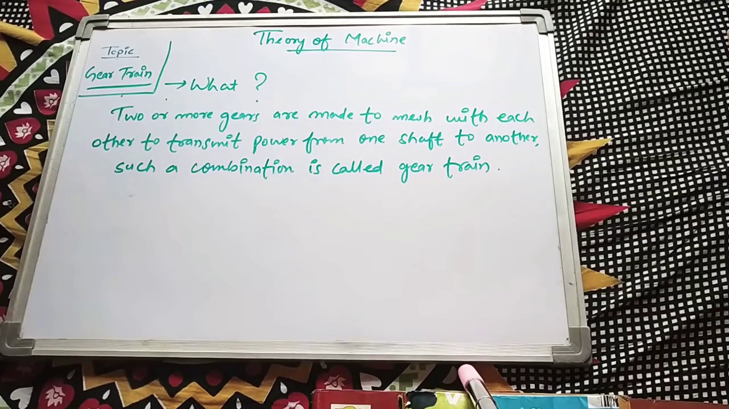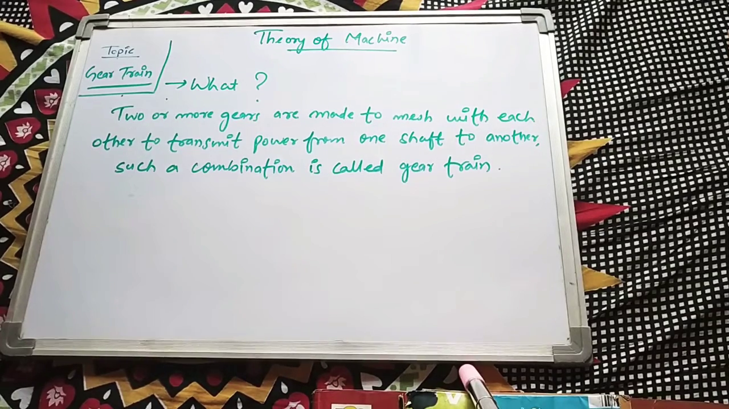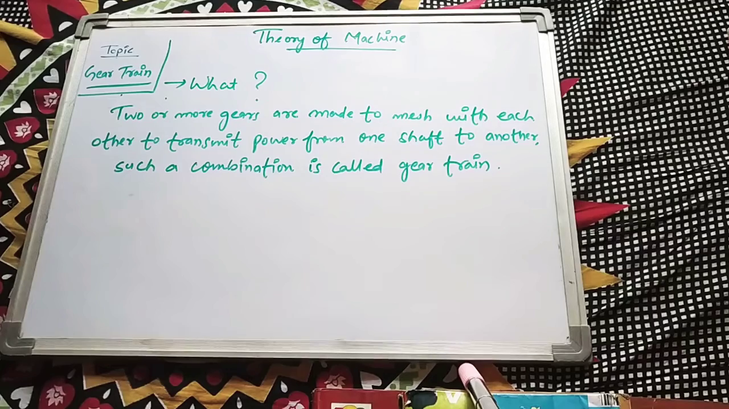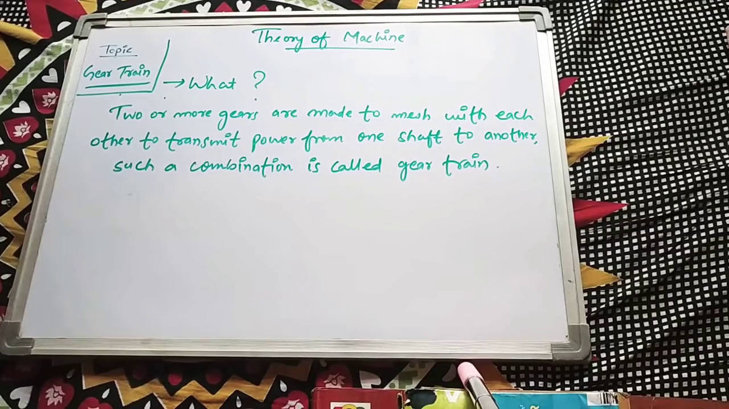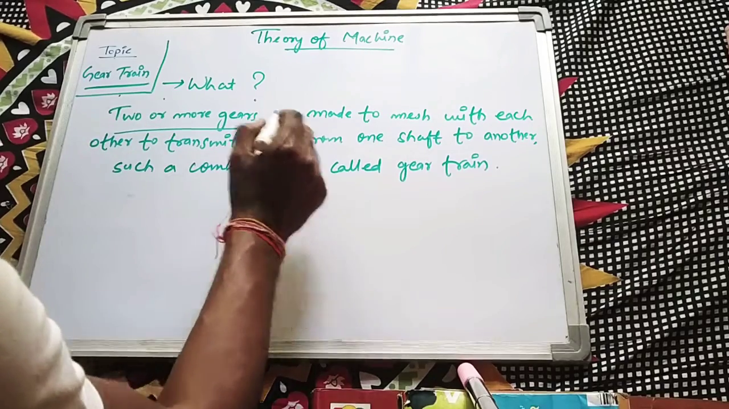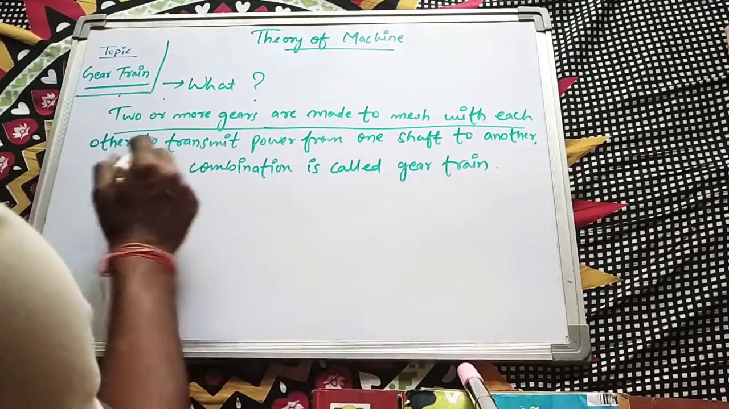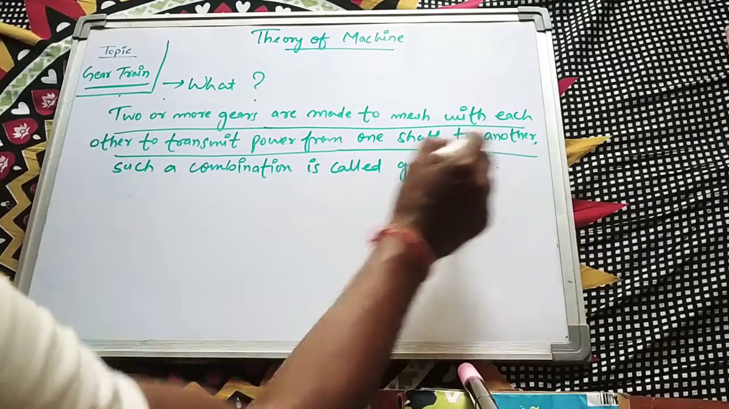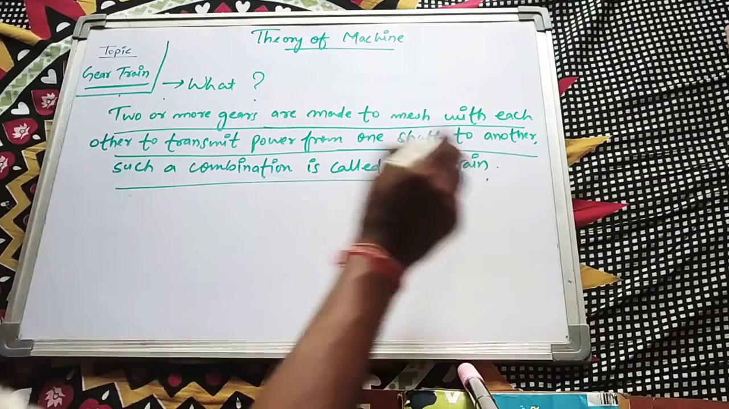Good morning, students. Today we will discuss gear trains in the subject Theory of Machines. At first we should know what a gear train is. In a gear train, two or more gears are made to mesh with each other to transmit power from one shaft to another. Such a combination is called a gear train.